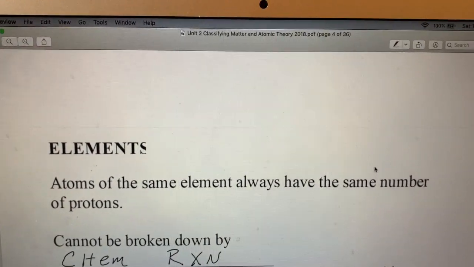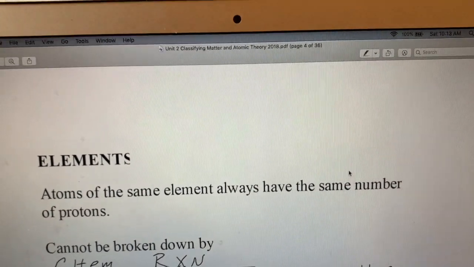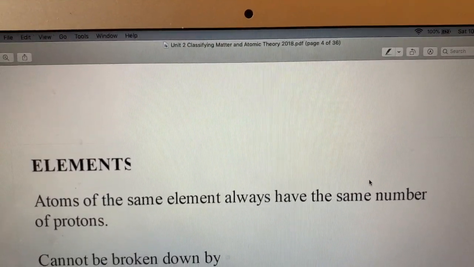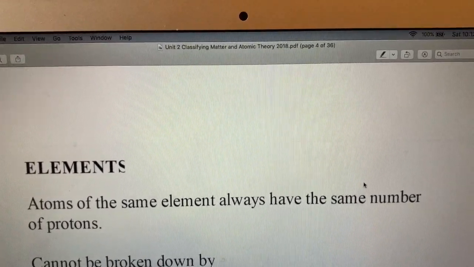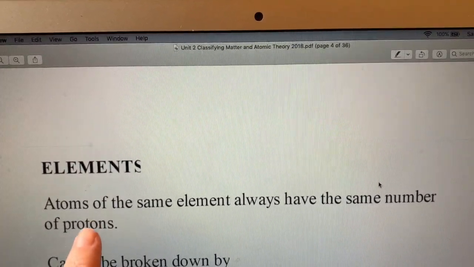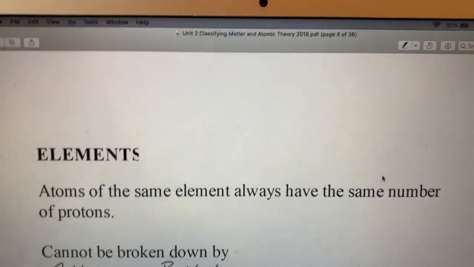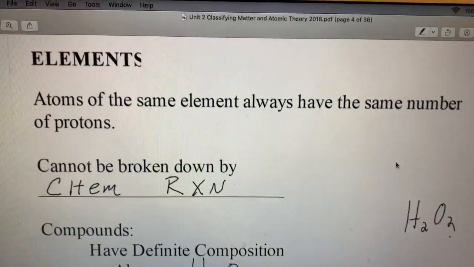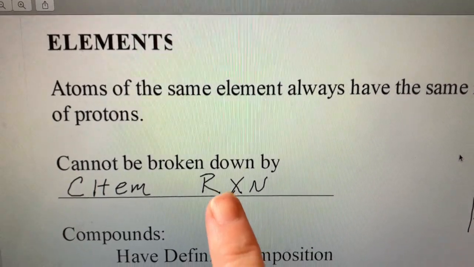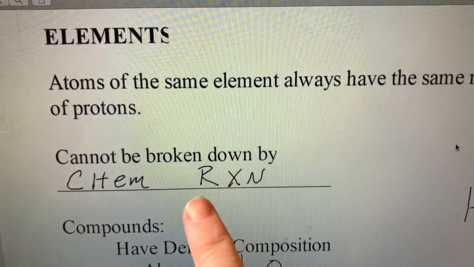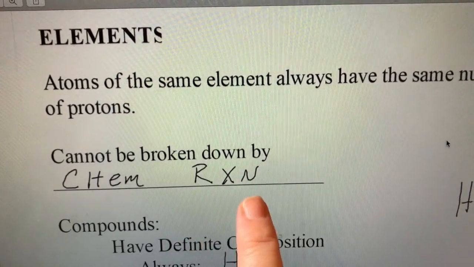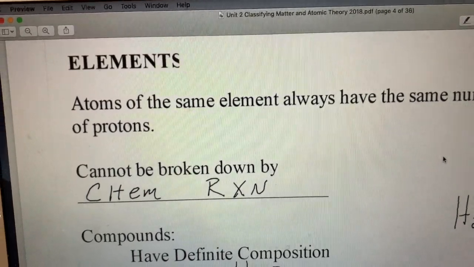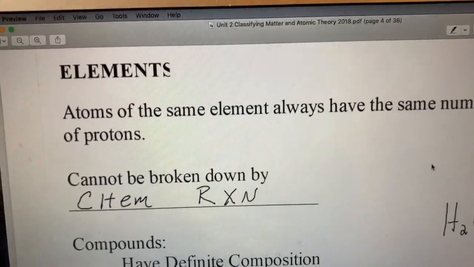Okay, so let's talk about our substances. As we said before, substances are broken into two categories, elements and compounds. When we refer to an element, we are talking about atoms. And atoms of the same element always have the same number of protons. Put a big star highlight by the word protons. That's what gives elements their identity. Elements cannot be broken down through a chemical reaction. We use the abbreviation for reaction, RXN. So this is reaction. And elements cannot be broken down by chemical reactions. Some can be broken down through nuclear reactions, but not chemical reactions.